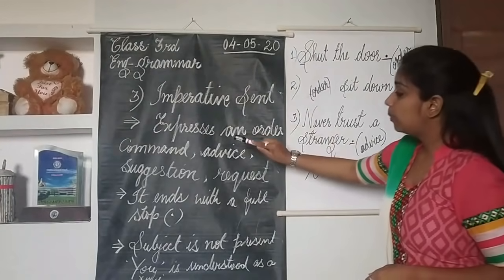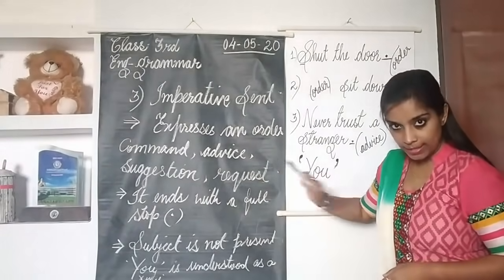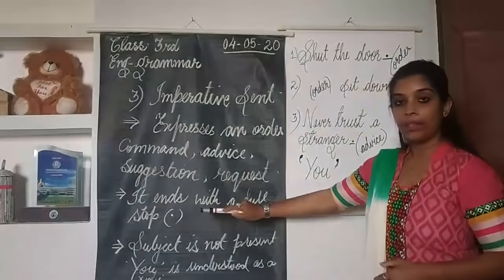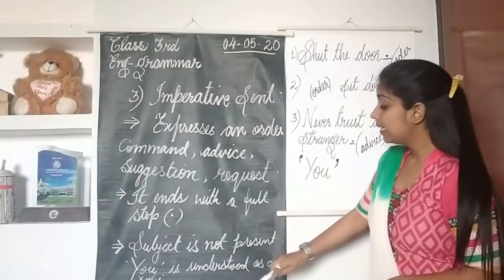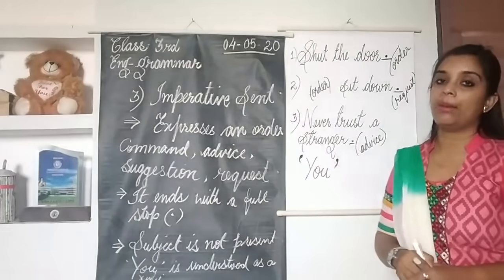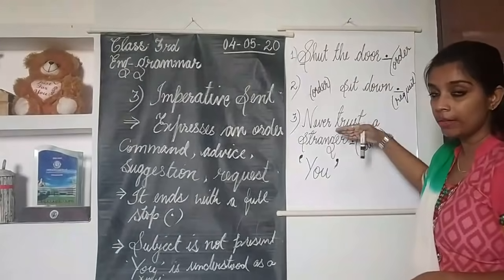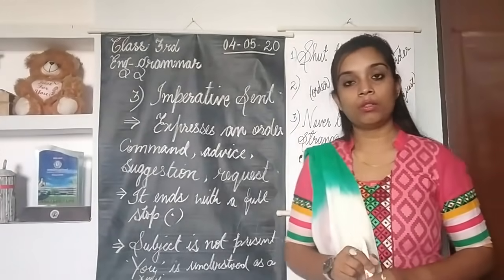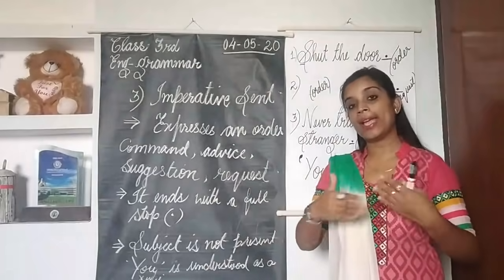It expresses an order, command, advice, suggestion, request as I have shown you here. Then it ends with a full stop. All these three sentences end with a full stop and the subject is not present. Okay, and you is understood as the subject in imperative sentences. So the imperative sentence is also finished. The explanation part is finished. We will do a few more exercises.